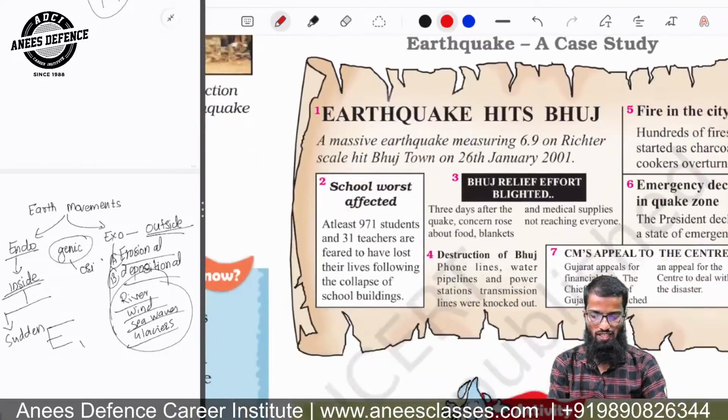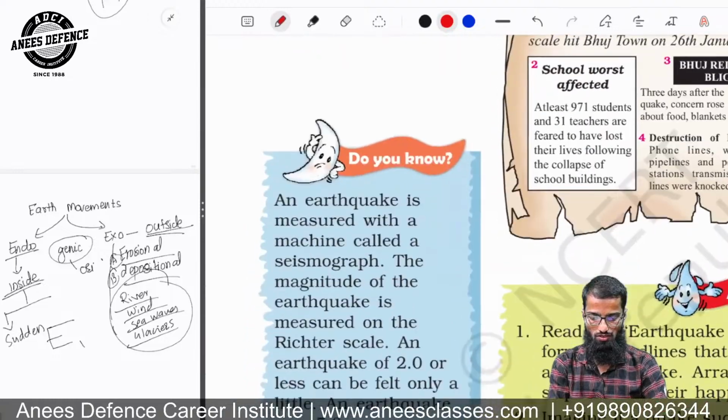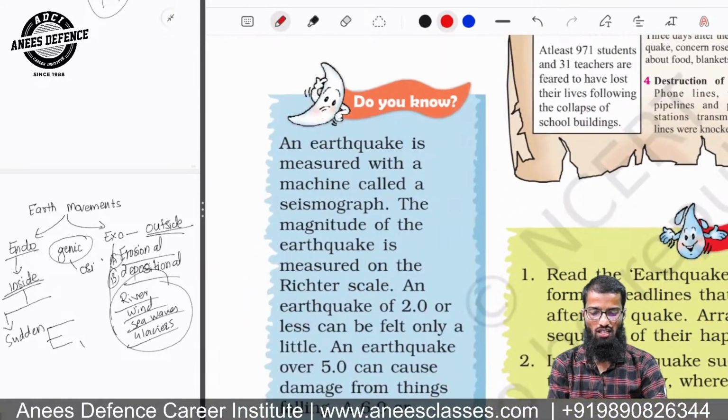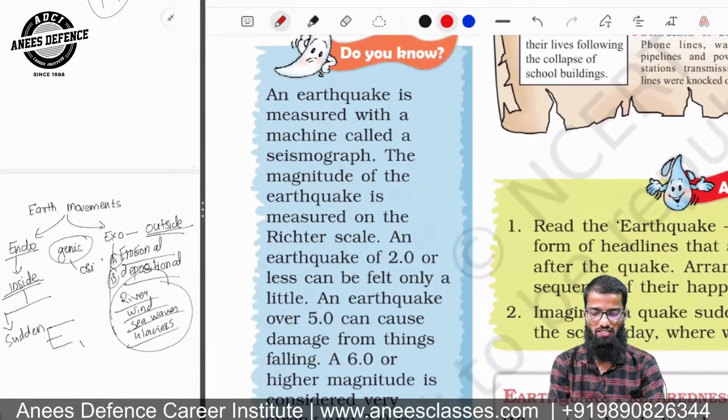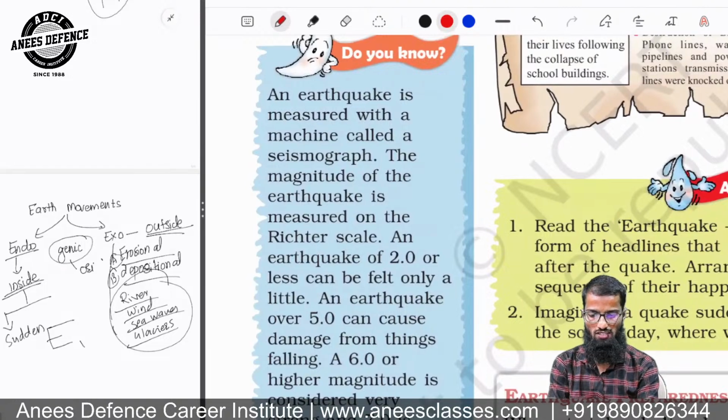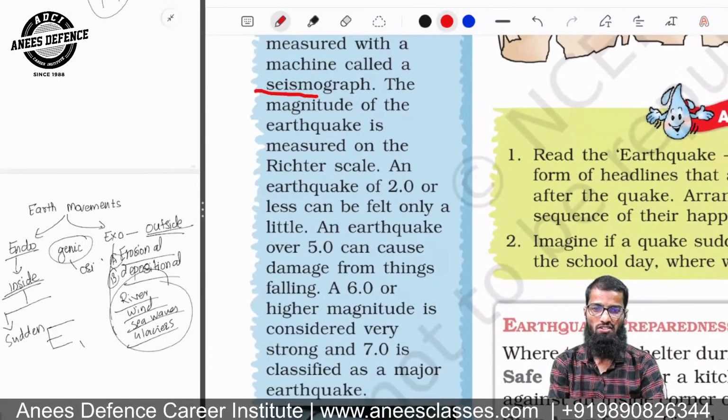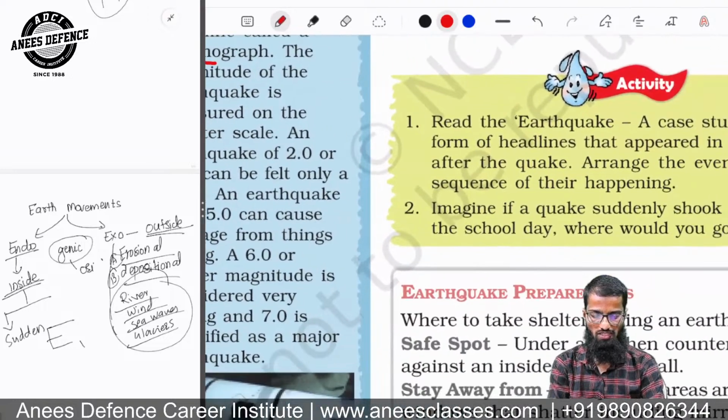So we will move ahead. The earthquake is measured with the machine which is called a seismograph. Seismic is something related to earthquake waves, and the machine which measures it is called a seismograph. Richter scale and all. So we'll be studying the difference between the Mercalli scale and the Richter scale.